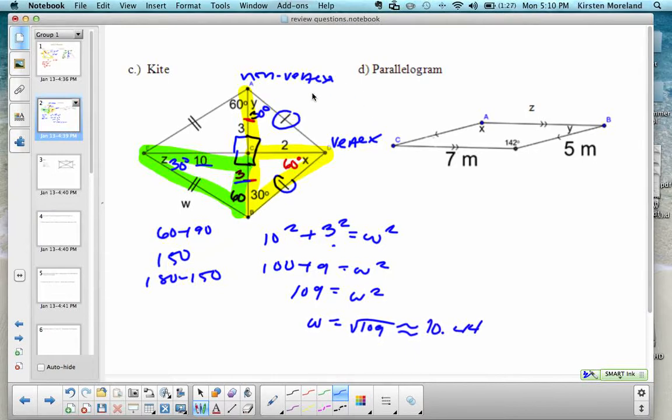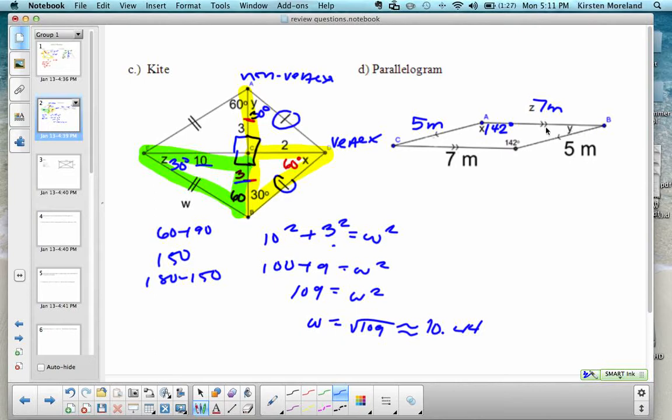Right, then we have our parallelogram over here. What we know about a parallelogram first is opposite sides are congruent, so we're just going to fill in this is 7 meters, even though we don't need to find this side, it's also 5. We also know that opposite angles are congruent, so x has got to be 142 degrees.